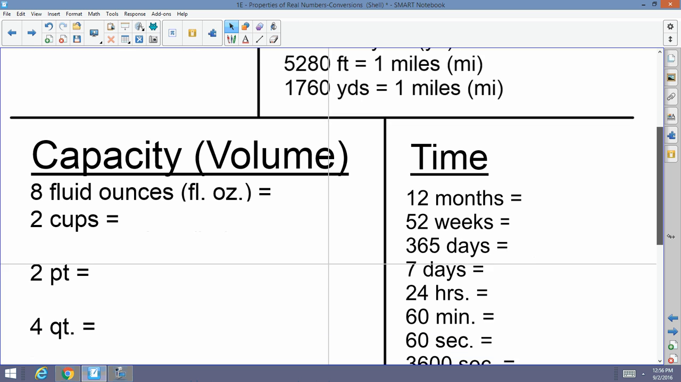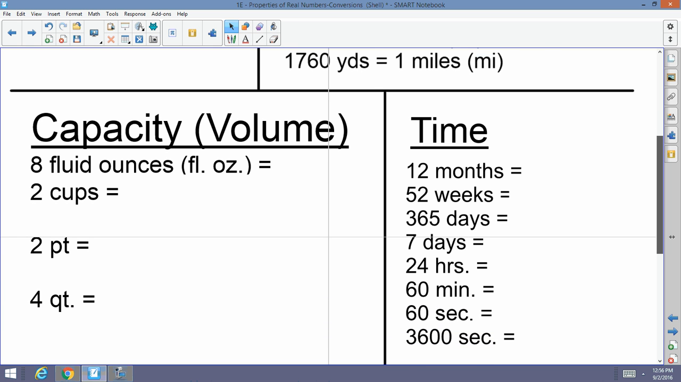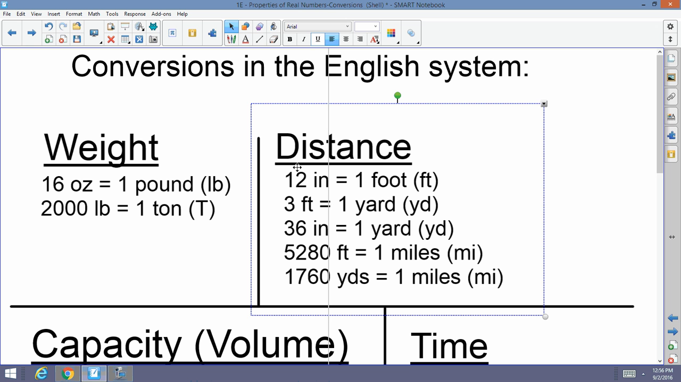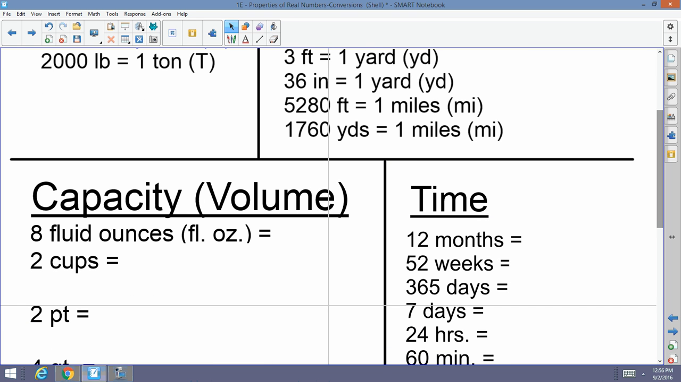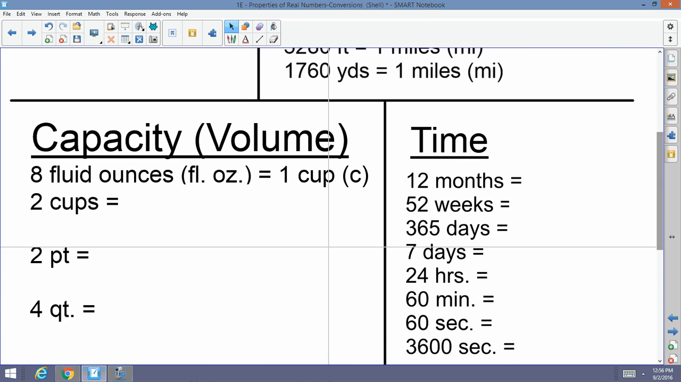Okay, capacity or volume. 8 fluid ounces equals 1 cup. 2 cups equals 1 pint. Now, I like to do this extra step, so please pay attention. Sometimes they're going to ask you for how many fluid ounces in a pint, and that's pretty easy. Think about it this way. There's 8 fluid ounces in 1 cup, but there's 2 cups in a pint. So 2 times 8 would be 16. We got 16 fluid ounces equals 1 pint.